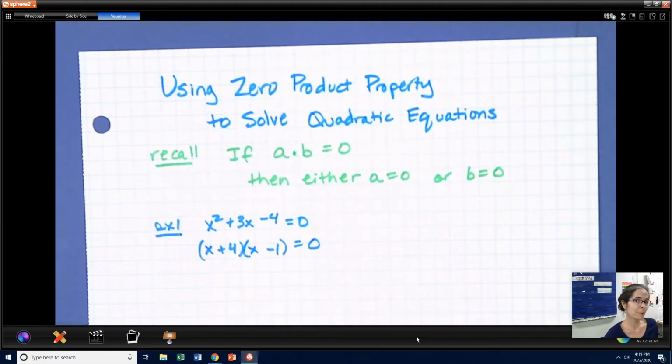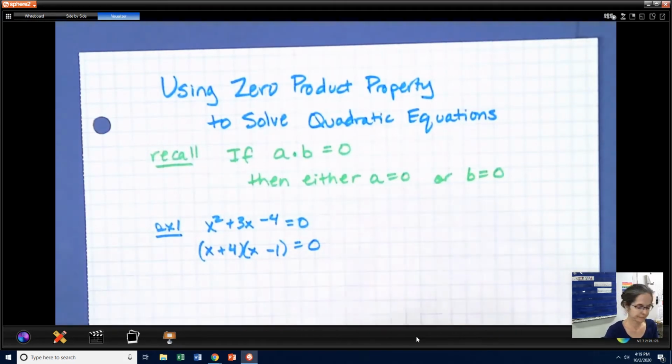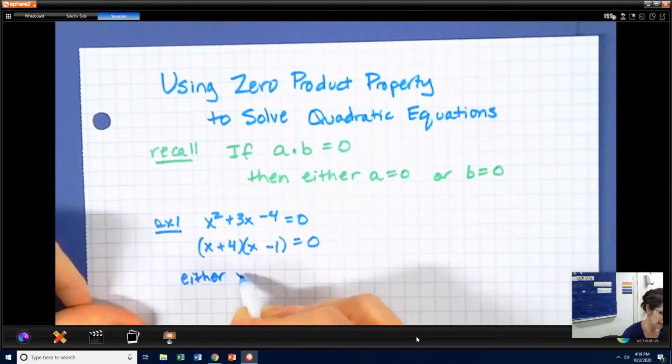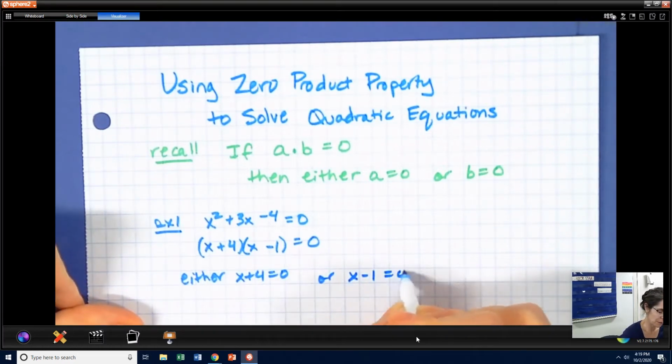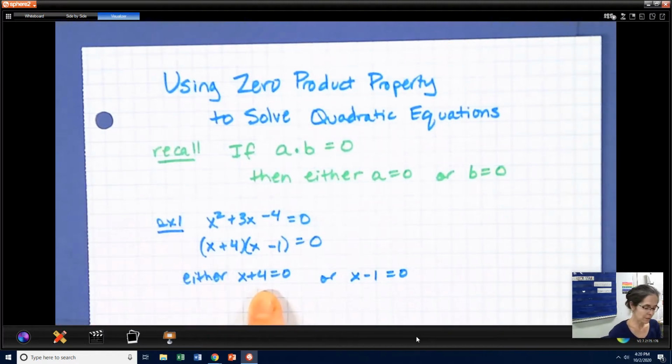So my next step is going to be setting each of those factors equal to 0 and then solving for x. So either x plus 4 equals 0 or x minus 1 equals 0. To solve this, I do the inverse operation. I do the opposite of adding 4. I subtract 4 from both sides, and I get that x equals.